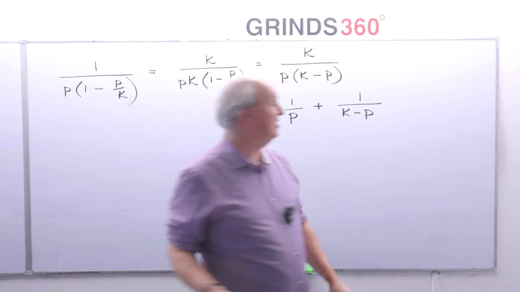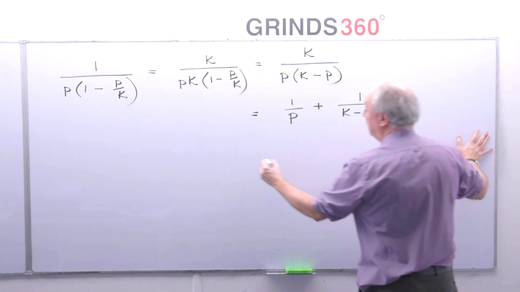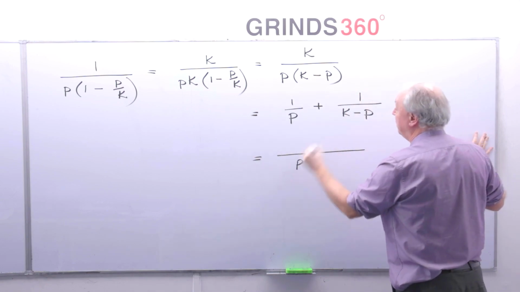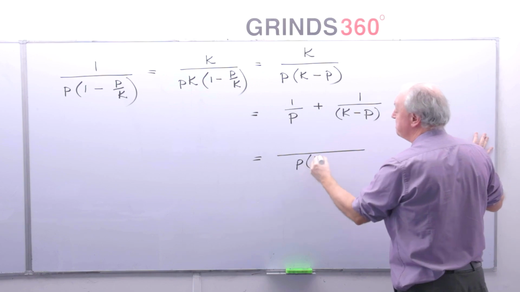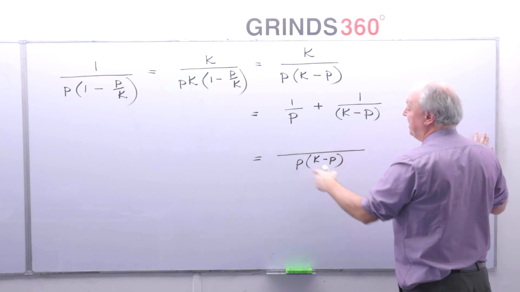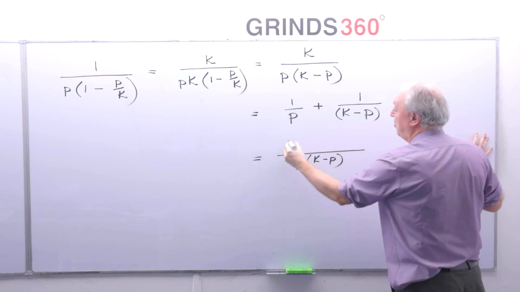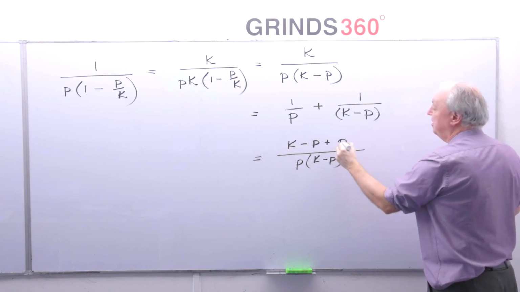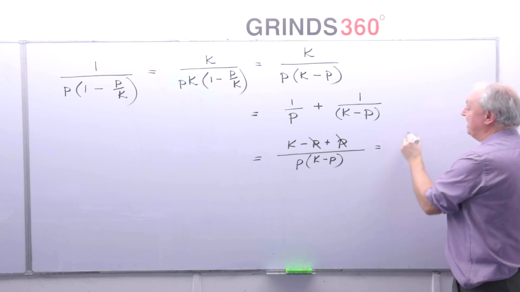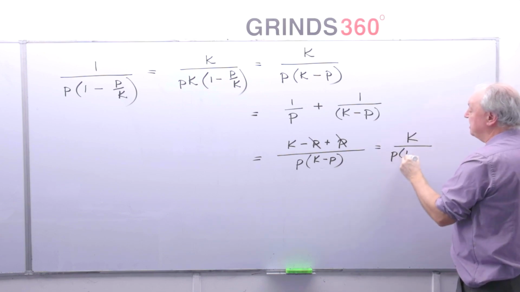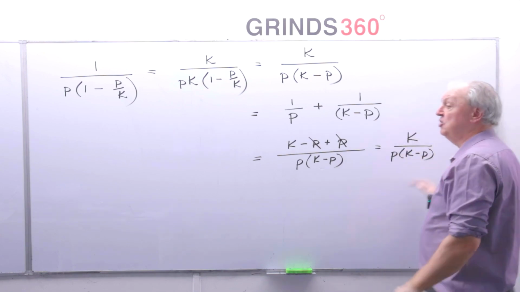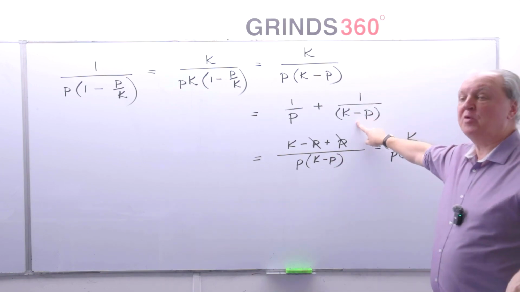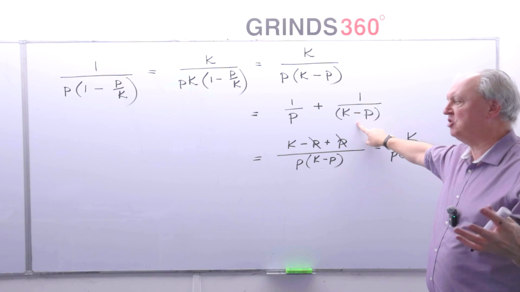But that is right, because if I add these two fractions, let me add them by getting a common denominator. My common denominator is p times K minus p. P into that leaves me with K minus p multiplied by 1. Plus, p into there leaves me with p times 1. P's cancel, so you end up getting K over p times K minus p. So it is correct. But how would you do it? How would you work out that? Well, that requires a technique on partial fractions.